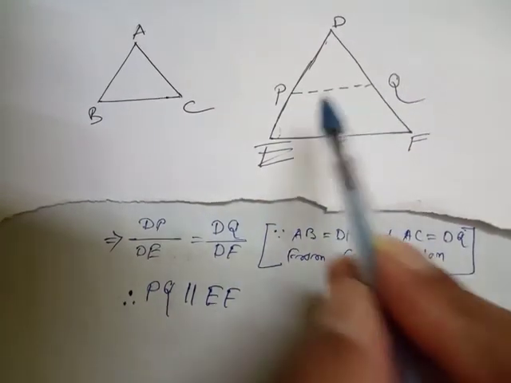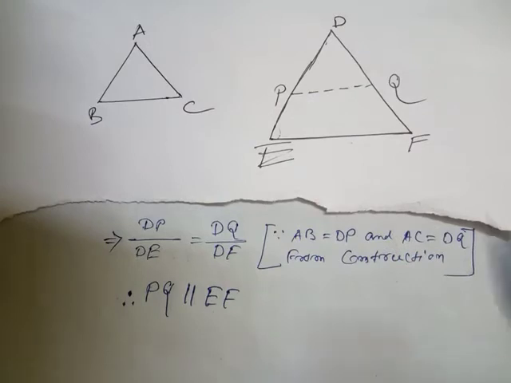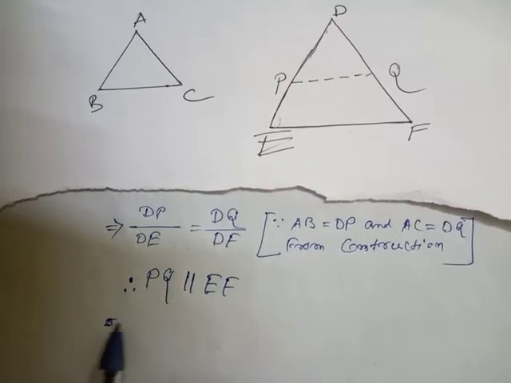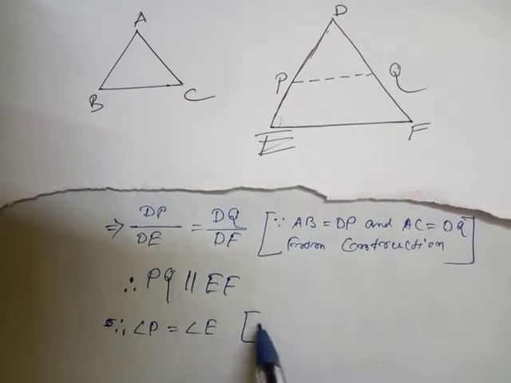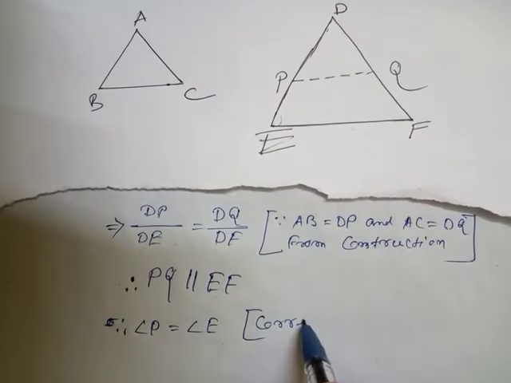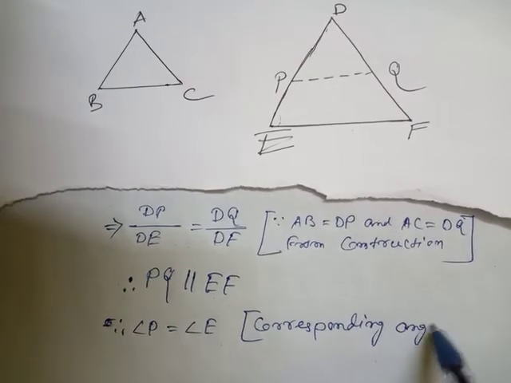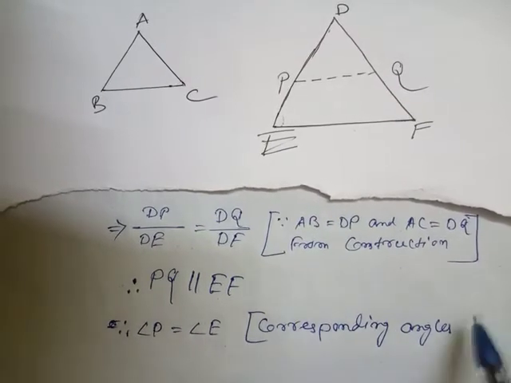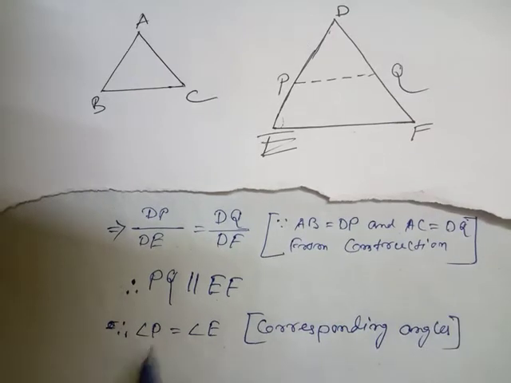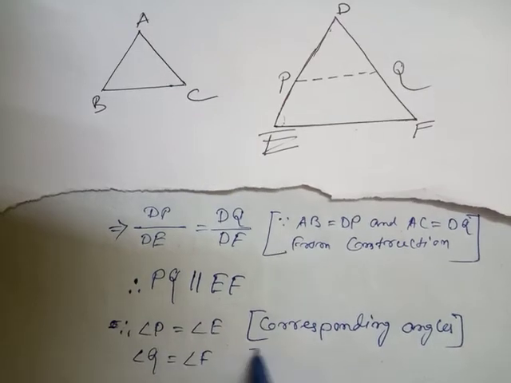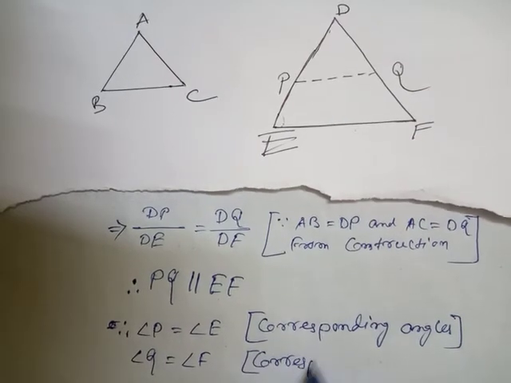Now look, if PQ is parallel to EF, student, now in the diagram look here, angle P and angle E are corresponding angles, angle Q and angle F are corresponding angles. So here I will write, therefore angle P equal to angle E, corresponding angles, and angle Q is equal to angle F. These are also corresponding angles.